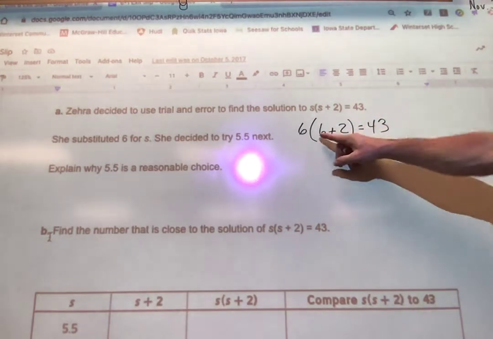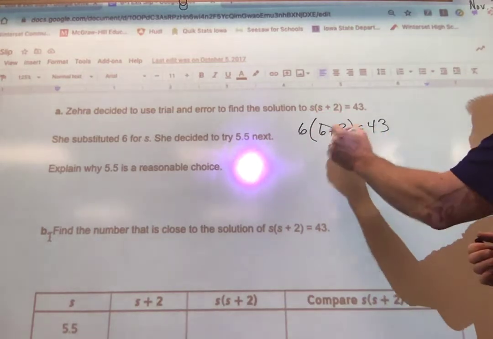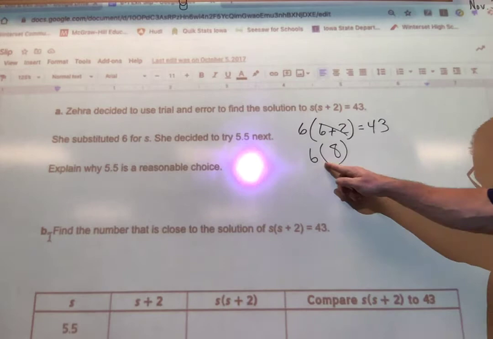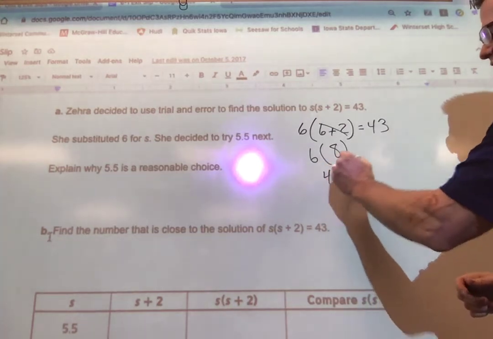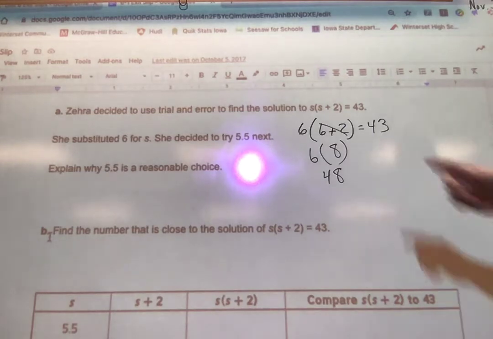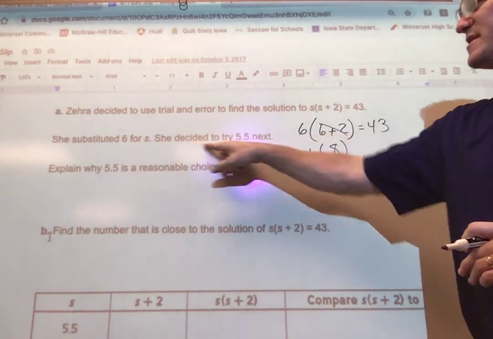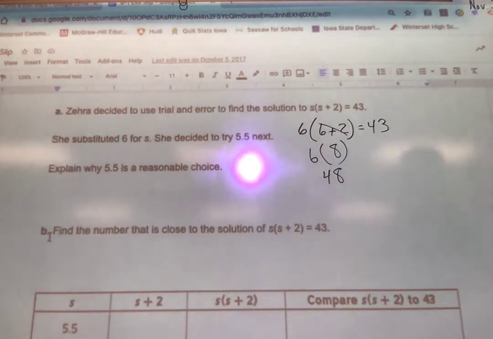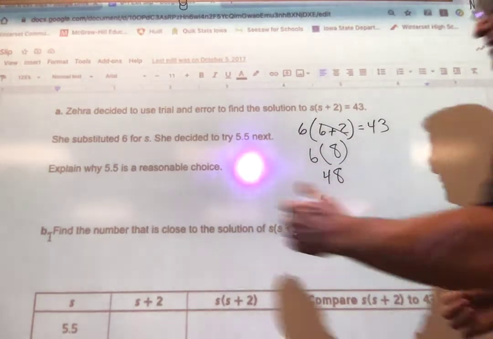So if we do this and follow order of operations, 6 plus 2 is 8. And that leaves me with 6 times 8, which is 48. Okay, and that does not equal 43. It's too big, which tells me 6 is too big. So that's why she decided to try 5.5 next. So explain why 5.5 is a reasonable choice.